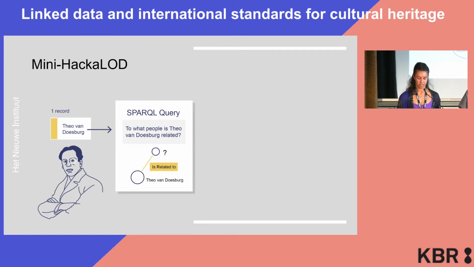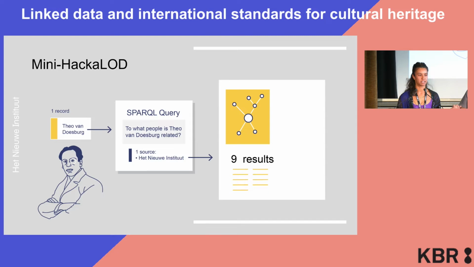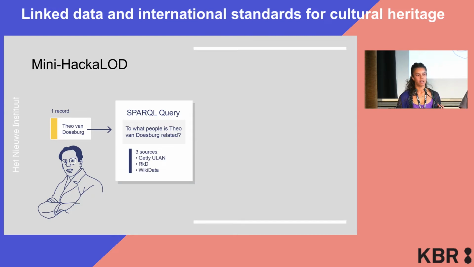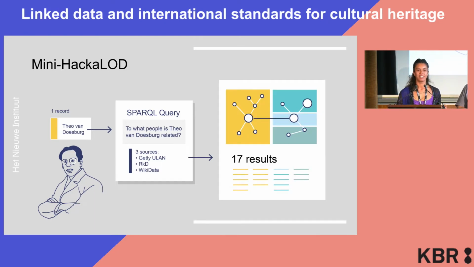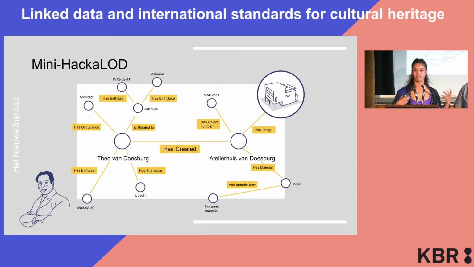So we invited 2 LOD experts to play around with a query for what people see as Van Doesburg related. And when we ran that query within our own database, we found 9 different results as entered by my colleagues. When we ran a federated search across Wikidata, Getty ULAN, and also the Dutch Institute of Art History, we found 17 different results. So you can only imagine what that will mean if we were to do this for more people and more collections.